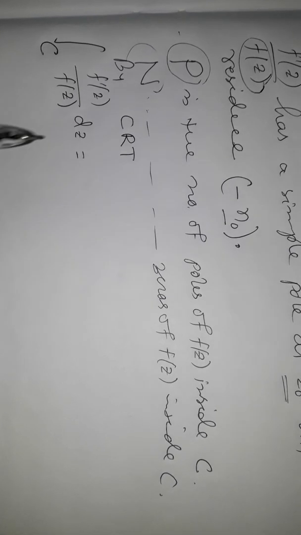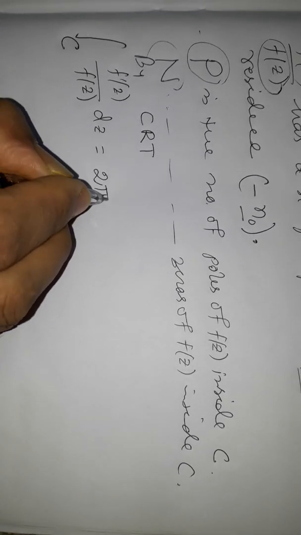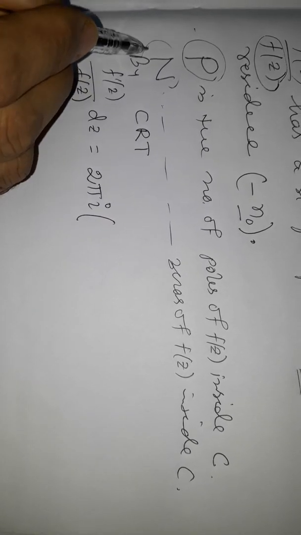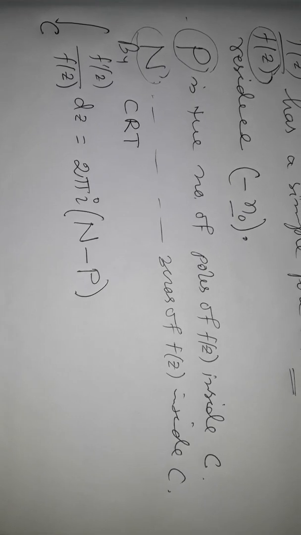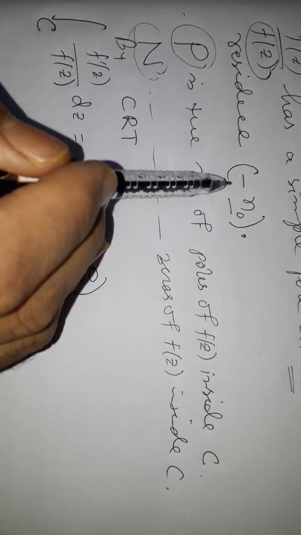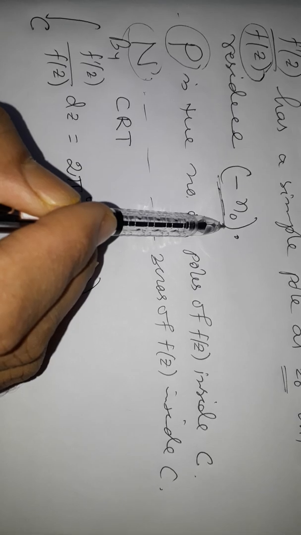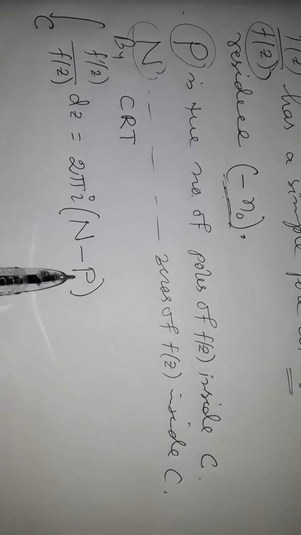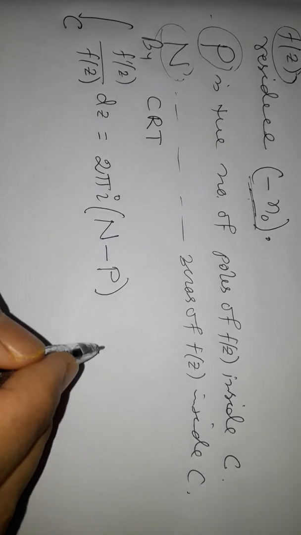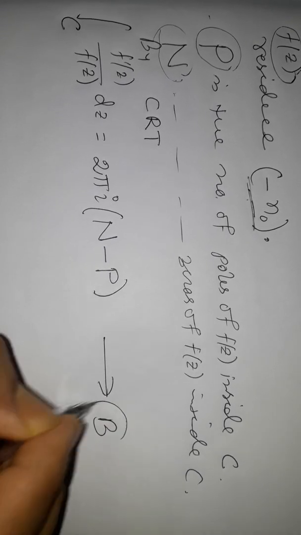So therefore by the Cauchy residue theorem, the integral of f prime z by f z over C dz will be twice pi i times the sum of the residues. What is the sum of the residues? For zeros I got n, the total zeros, minus p, because for poles we have seen that the residue is minus n naught. So for each pole we get minus n naught, minus n1, etc. So that is minus p. So we have got this, and you just name it as b now.